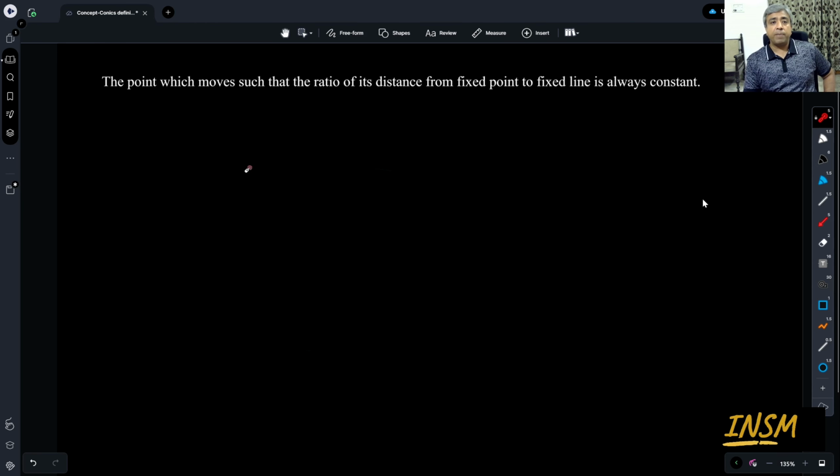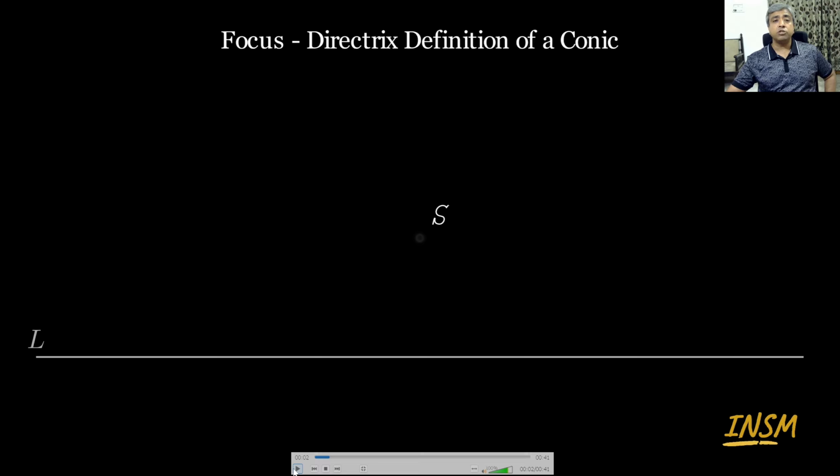Okay, so the basic definition of a conic says that it is a locus of a point which moves such that the ratio of its distance from a fixed point to a fixed line is always constant. This ratio decides what type of conic it is going to be. This form is called the focus-directrix form, because that fixed point is called the focus of the conic and the fixed line is called the directrix of the conic.